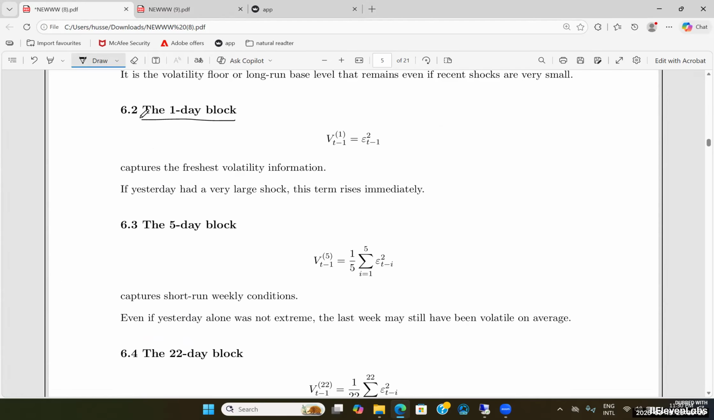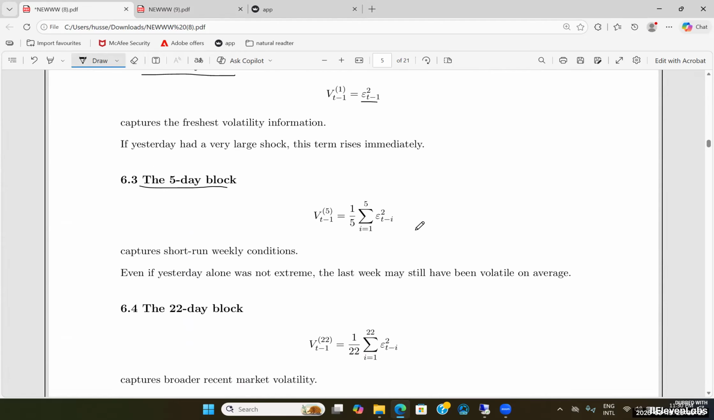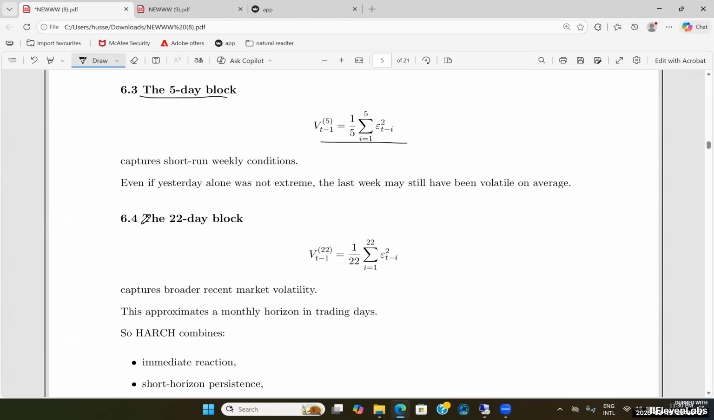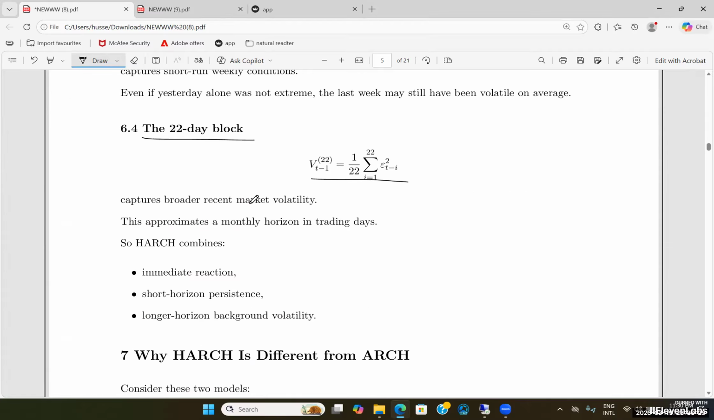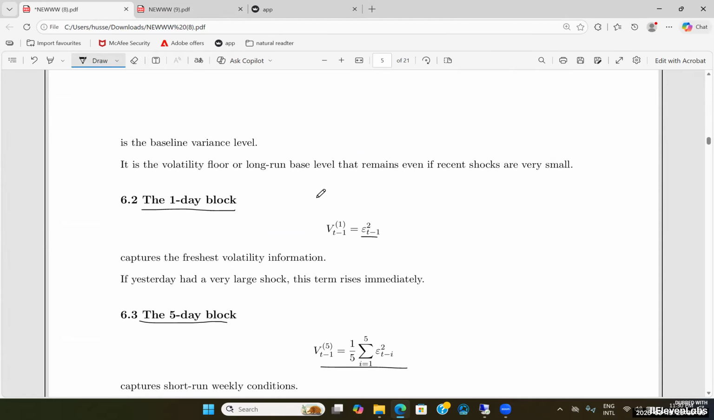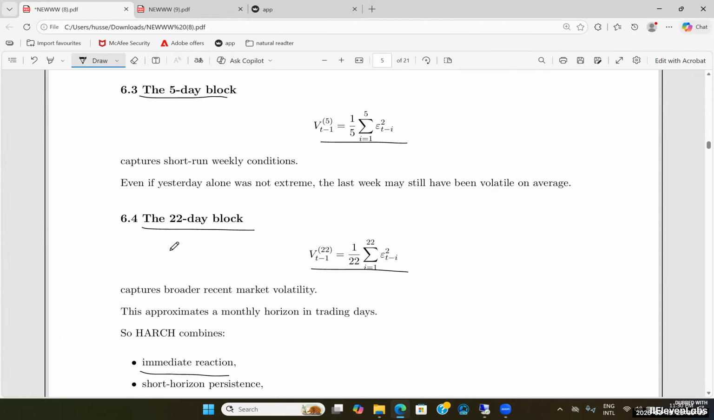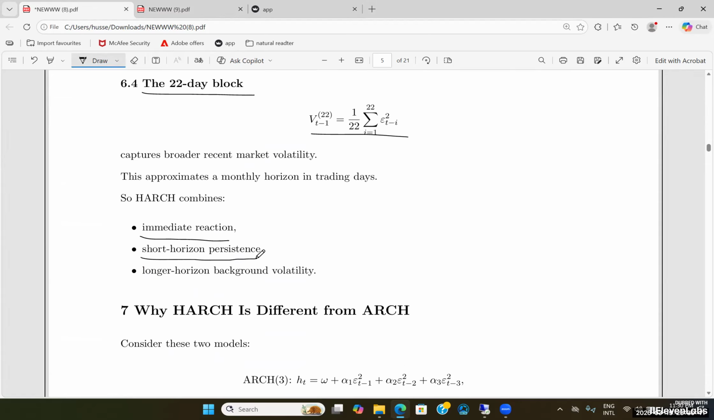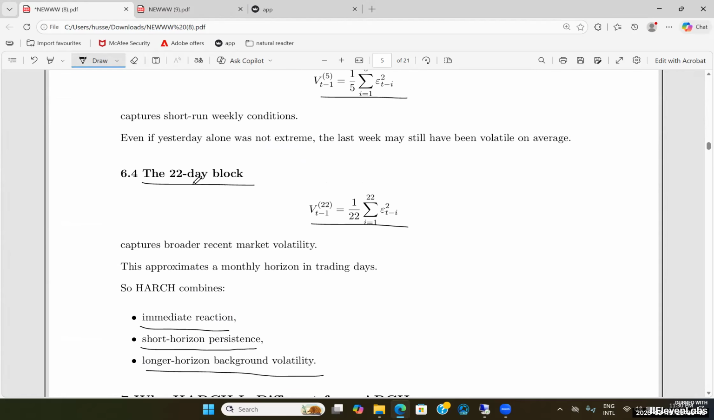So, in our current example, we're presenting 3 distinct scenarios. We have the initial 1-day shock, then we move to the 5-day block, and lastly, we consider the 22-day block. So in this analytical context, we are not merely assessing the immediate reaction, which is captured by the ARCH component. We are also extending our scope to include a shorter-term horizon, for instance, a 5-day block, or even a significantly longer time frame, such as a 22-day block. There are various scenarios.